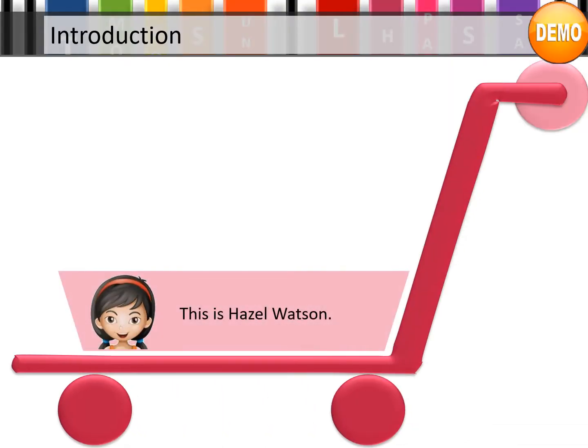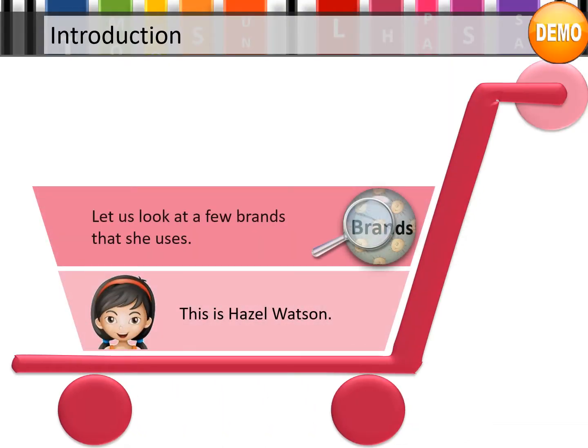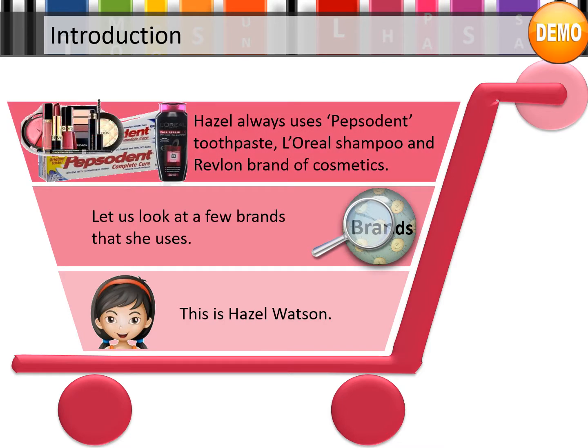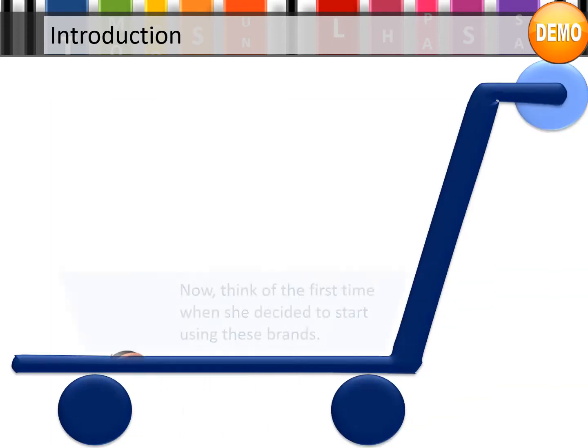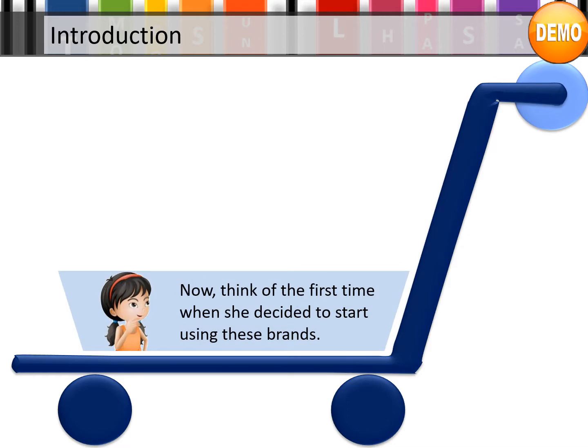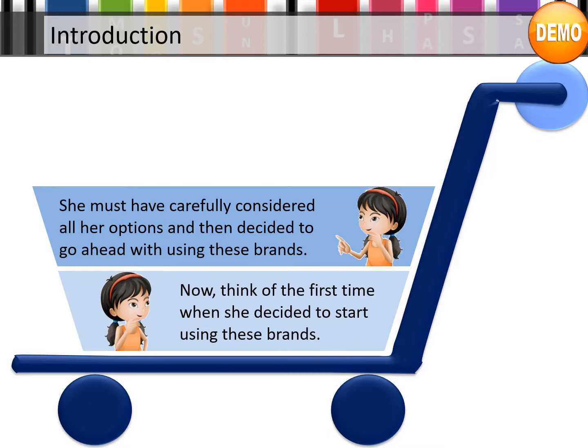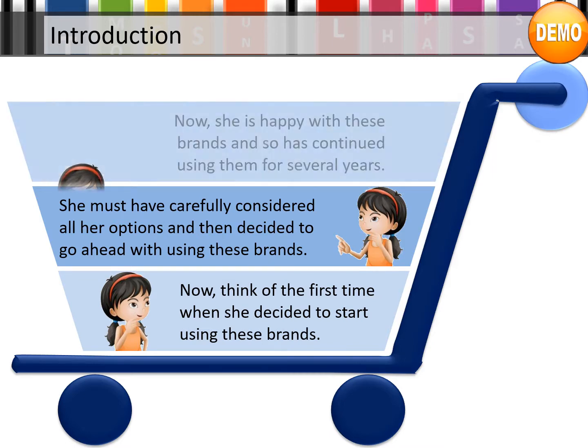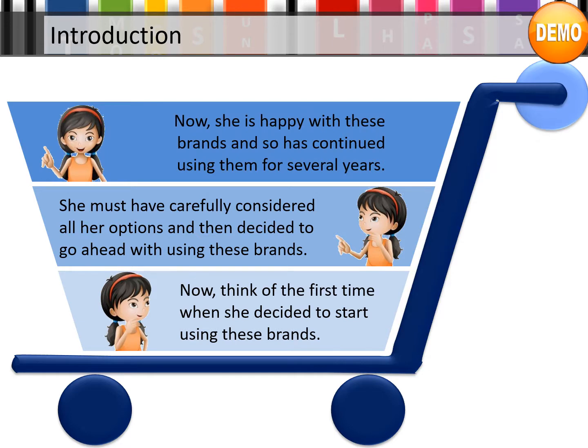This is Hazel Watson. Let us look at a few brands that she uses. Hazel always uses Pepsodent toothpaste, L'Oreal shampoo, and Revlon brand of cosmetics. Now, think of the first time when she decided to start using these brands. She must have carefully considered all her options and then decided to go ahead with using these brands. Now, she is happy with these brands and so has continued using them for several years.